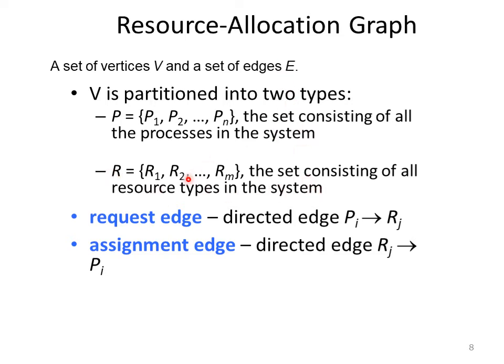E consists of two types of edges, a request edge and an assignment edge. Both edges are of directed edge type. So request edge is process Pi is requesting for the resource Rj, and it is shown by the direction like this. Assignment edge is the resource Rj is allocated to the process Pi.